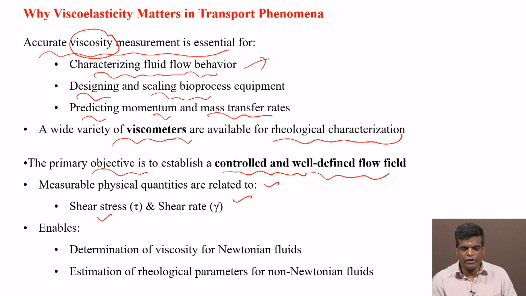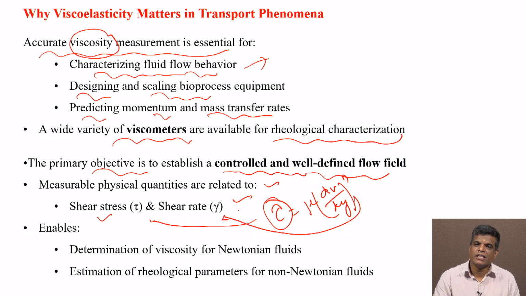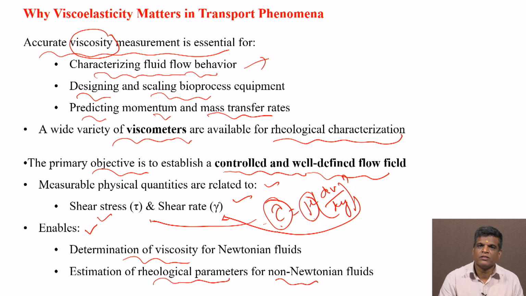We already discussed for Newtonian fluids, tau equal to mu of dV by dy. So this is the shear stress, tau, and the shear rate is dV by dy. Already we discussed this, and the units. Both parameters are very important here. They enable determination of viscosity in Newtonian fluids, which is very important. If the fluid is non-Newtonian, of course, you also want to estimate the rheological parameters.